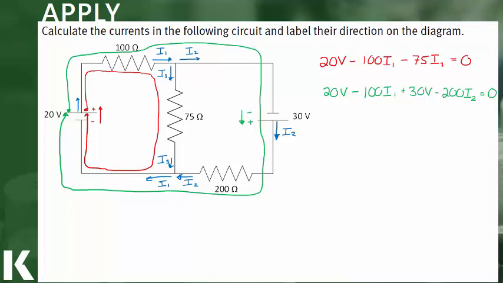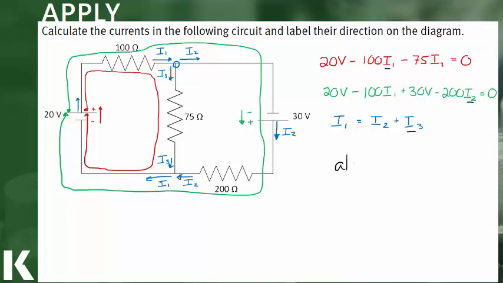The last thing we need to do is apply our node rule. So we have current 1 coming into this node. So I1. And notice that I2 and I3 are coming out. That means that I1 has to be equal to the sum of I2 and I3. So at this point, we have 3 variables, I1, I2, and I3. And we also have 3 equations. So at this point, we are set up to solve.